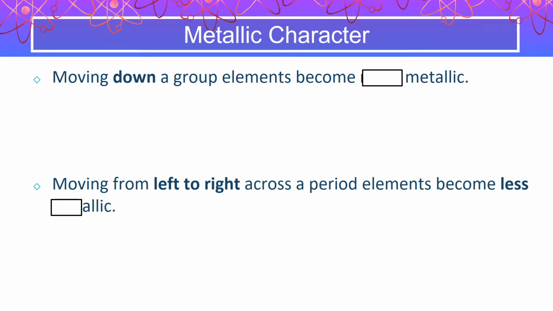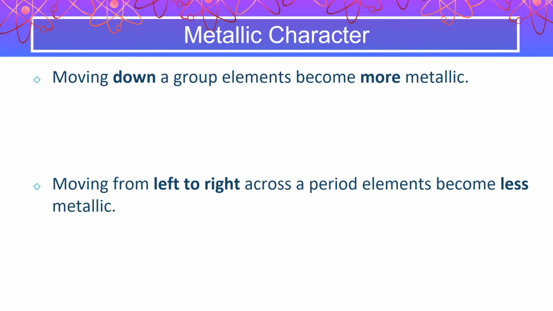All right. Metallic character is just how metal-like something is. So we talked about the metallic properties that something can show. Metallic character is how strongly it shows those properties. As you move down a group, elements become more metallic. The closer they are to the bottom of the periodic table, the more metal-like they actually are. Doesn't matter where you are on the table. As you move from left to right, it actually goes the other way.